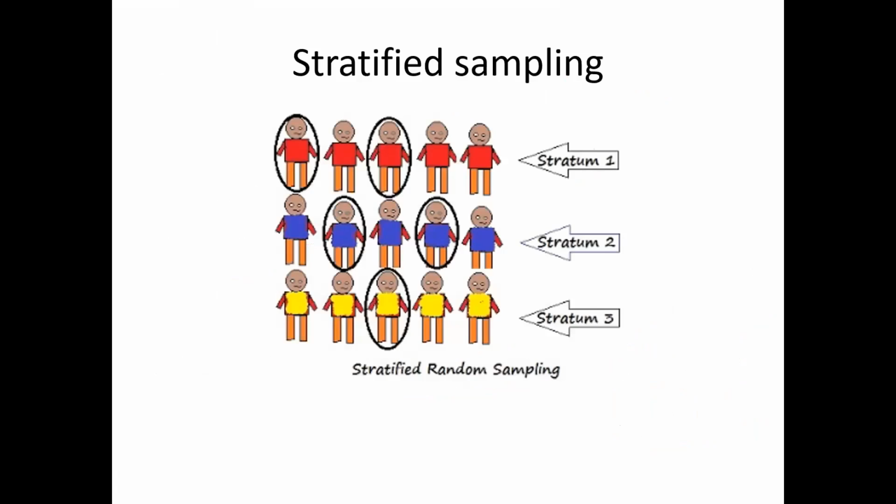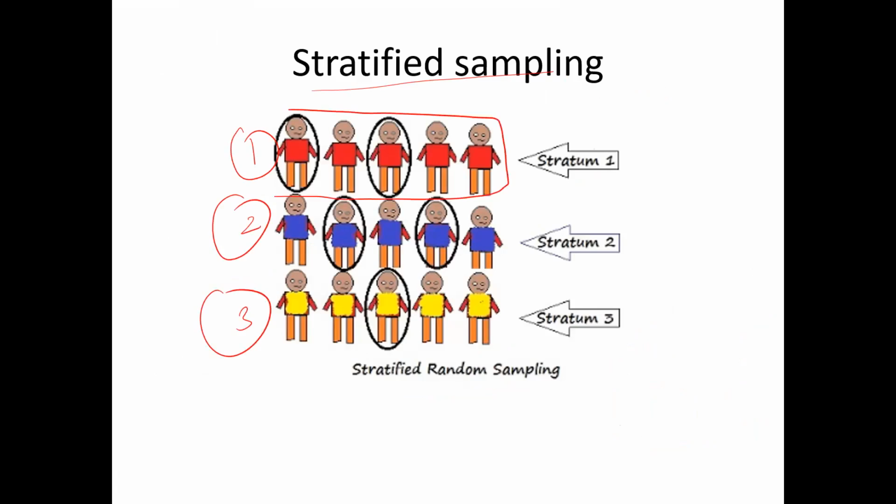Now, stratified random sampling is an easy type. Nothing more. Stratified random sampling is where you divide into strata. So this is one stratum. This is another stratum. And this is another stratum. From each stratum, you select randomly. So this is stratified random sampling.